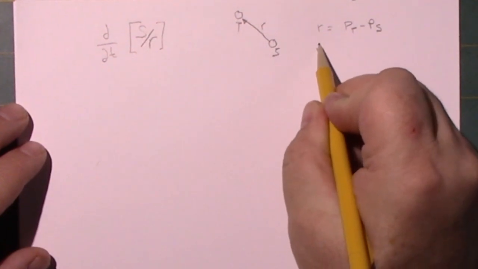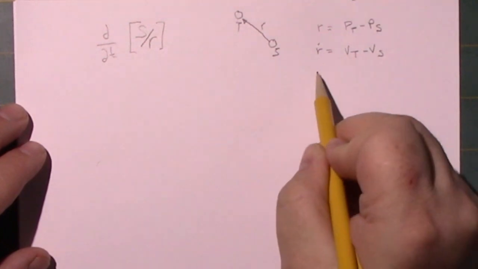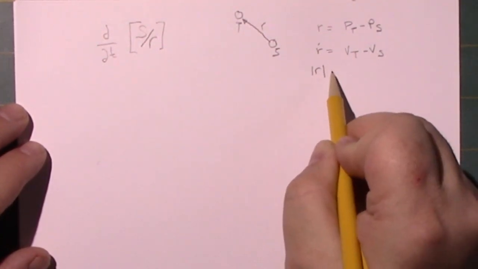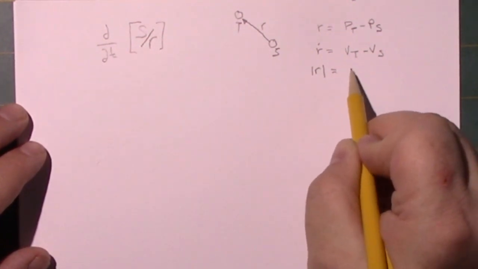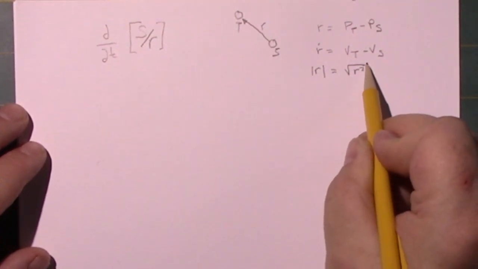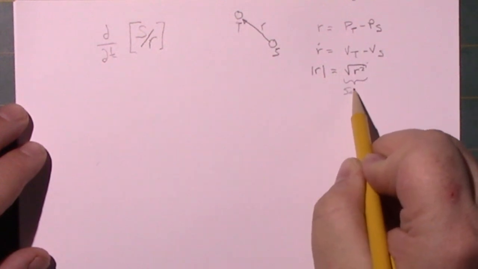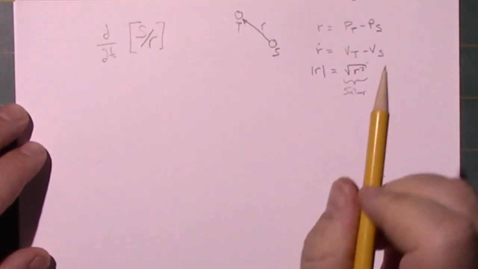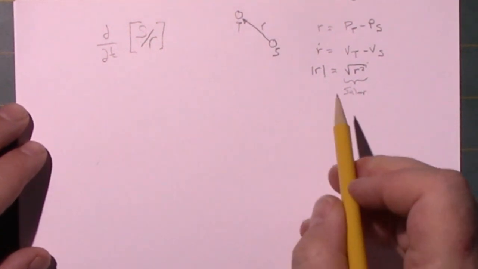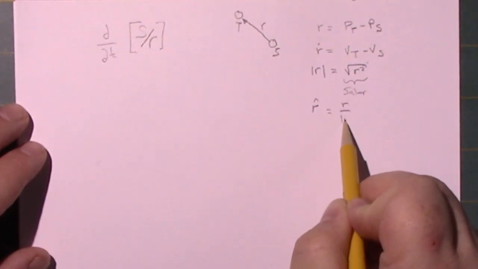R dot is equal to velocity of the target minus the velocity of the source. The magnitude of R is equal to the square root of R squared. Again, these are not inverting operators. This is a scalar. Okay, and then we had the direction vector is equal to R over the magnitude of R.